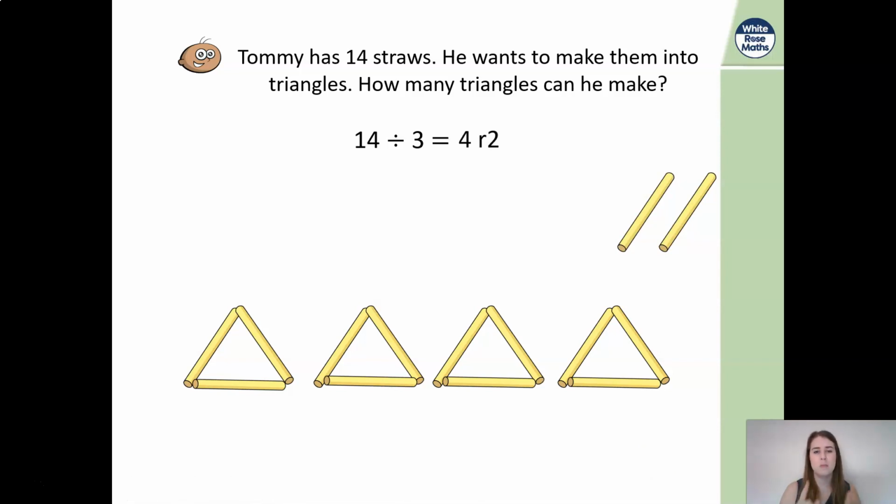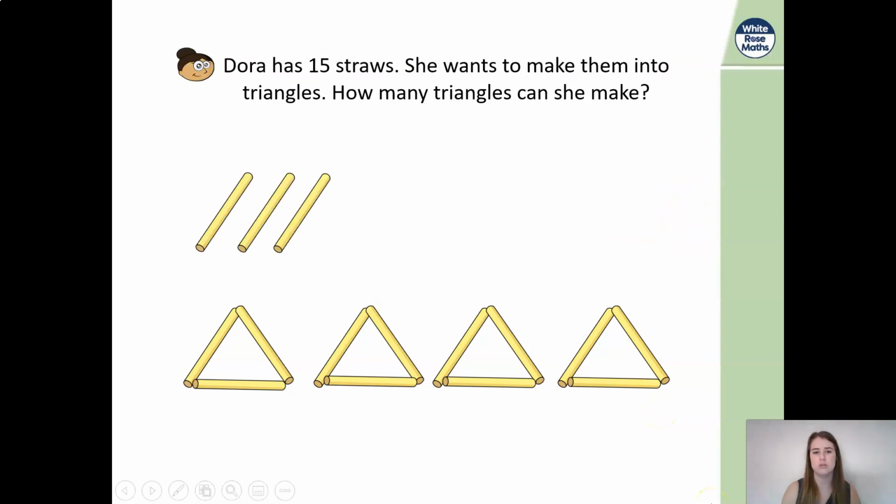Now, for my next one, Dora, she had 15 straws. So I already know that she can make 4 triangles, okay, out of 3, 6, 9, 12 of them. So I'm going to keep those 12 and those additional 2 for Dora. But what I've done is I've now added an extra one because she started with 15 straws. So I know she can get the 4 triangles because she's got 3, 6, 9, 12, because that's how many Tommy had. But she's now been given an extra one, so she's now got 3 left over. So how many triangles can she now make?